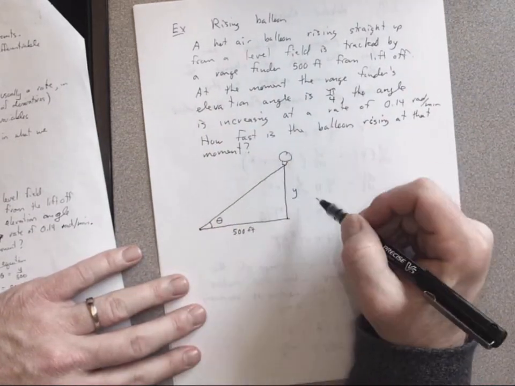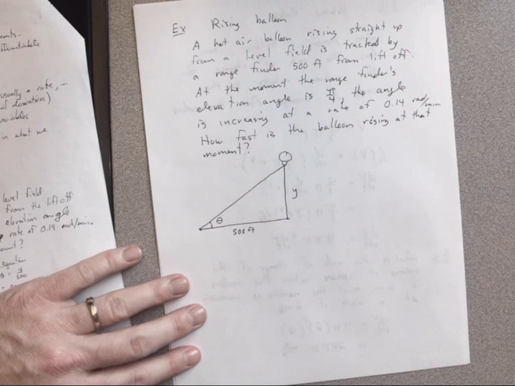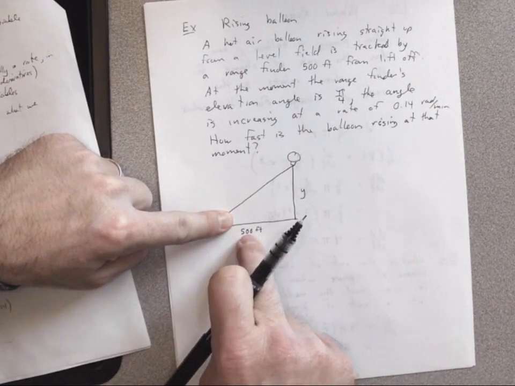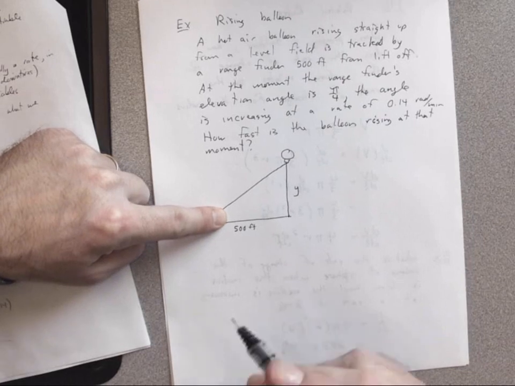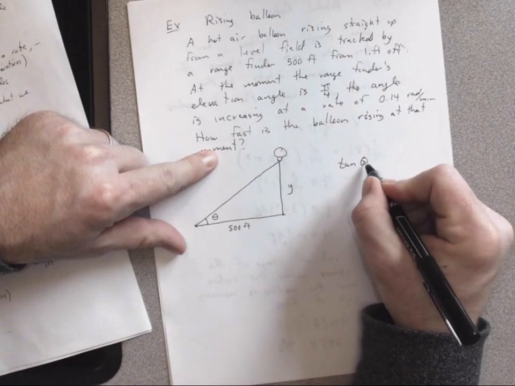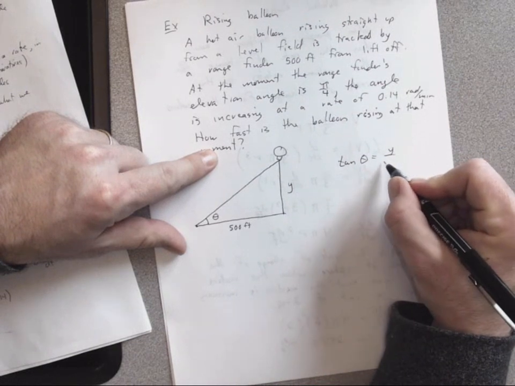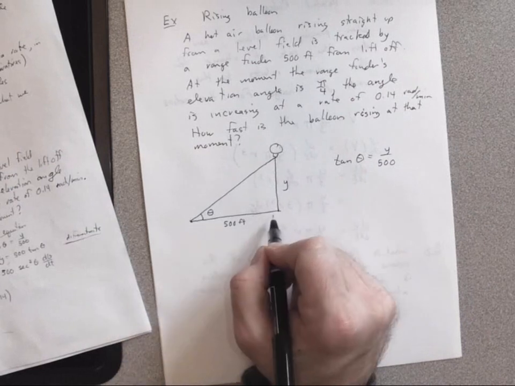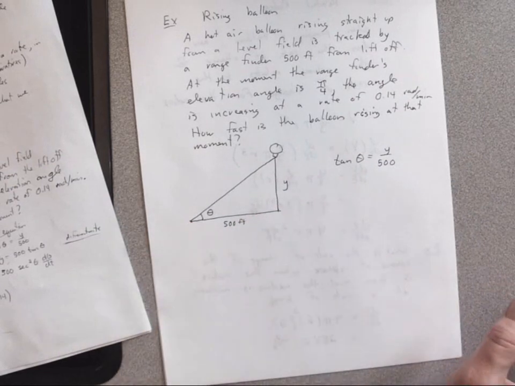So let's find out an equation. What trig function? With this angle, this is the opposite side, and this is the adjacent side to that particular angle. And what we know is that the tangent of theta is going to be equal to opposite over adjacent. Now, I wrote 500 because that one is not changing. That actual distance is constant.